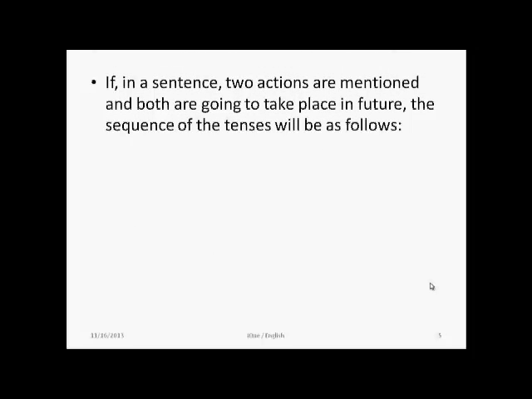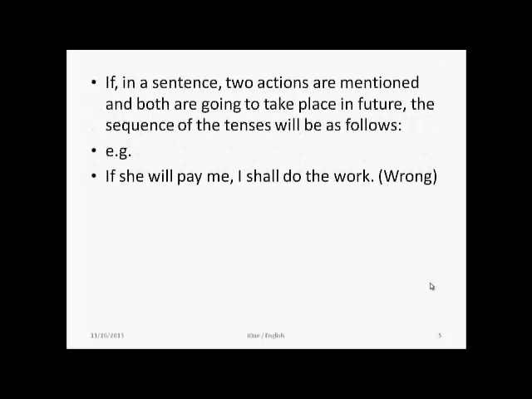If in a sentence two actions are mentioned and both are going to take place in the future, then the sequence of the tenses will be as follows. For example, it is incorrect to say, if she will pay me, I shall do the work. The correct form would be, if she pays me, I shall do the work. Notice we do not say will pay, we say pays.